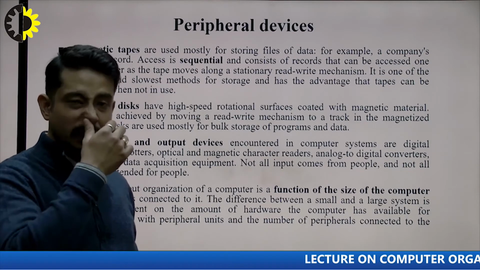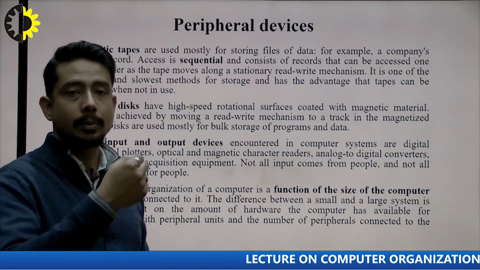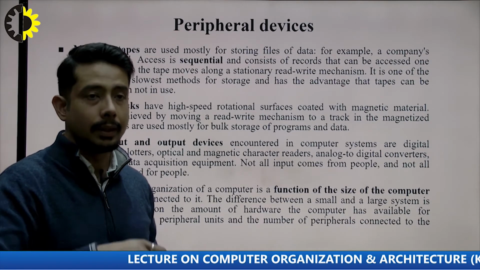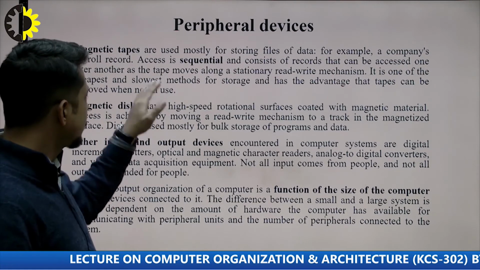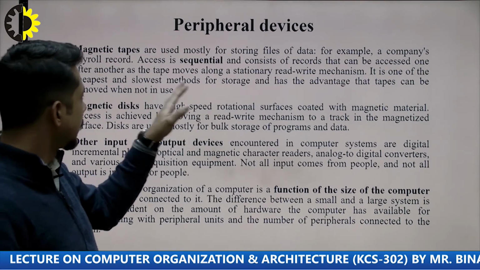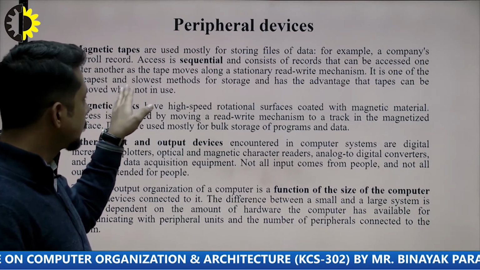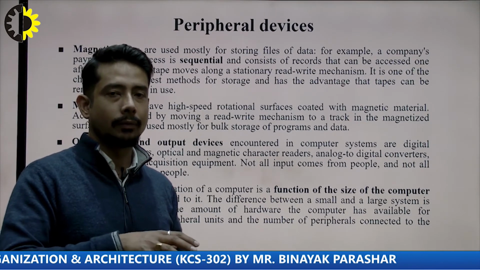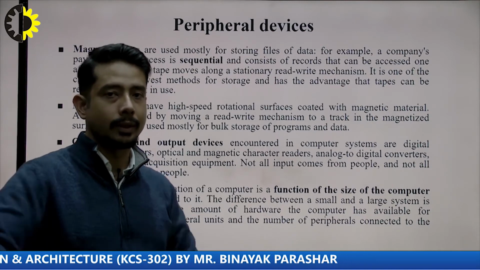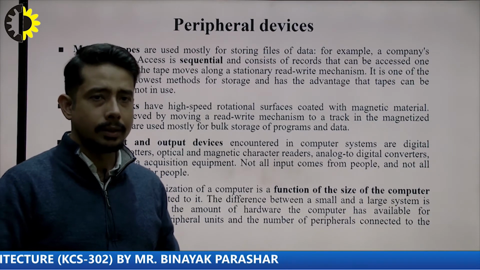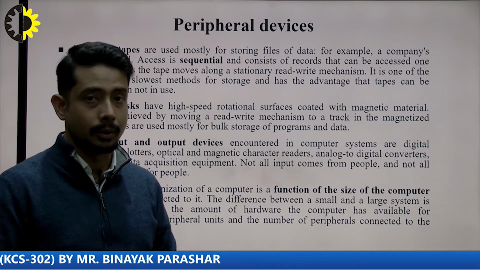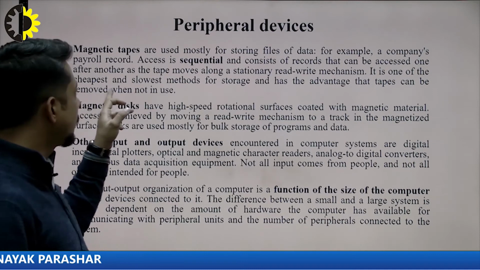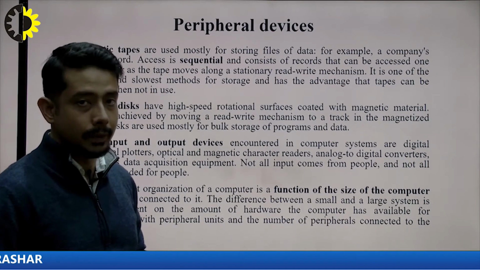Because in the case of magnetic tapes and magnetic disks, there is a tape head which does the read and write mechanism. If you compare magnetic disk and magnetic tape, magnetic tapes are one of the cheapest and slowest methods for storage. If you are copying 5 to 7 movies and transferring them onto a hard disk, it takes a lot of time. It is a little slow in speed. The main advantage is that the tapes can be removed whenever not in use, which is a good thing.